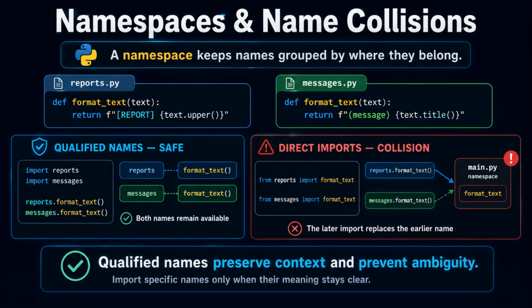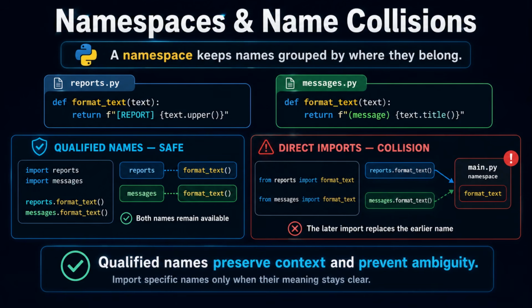The situation changes when we import both functions directly. from reports import formatText places the first function into the current namespace under the name formatText. The next statement, from messages import formatText, places a different function under that same name. The later import replaces the earlier binding, so an unqualified call to formatText now uses only the version imported from messages. Python does not necessarily display an error when this happens. One valid name has simply been replaced by another, which can make the problem difficult to notice.